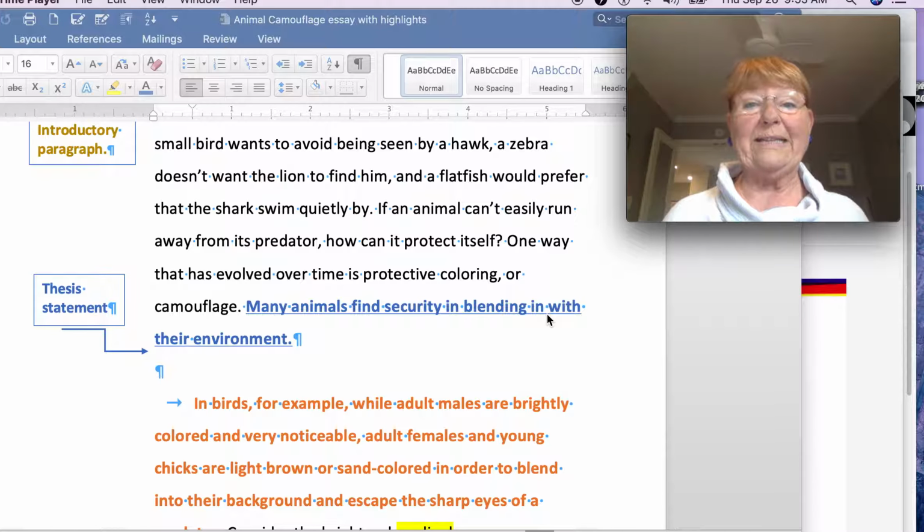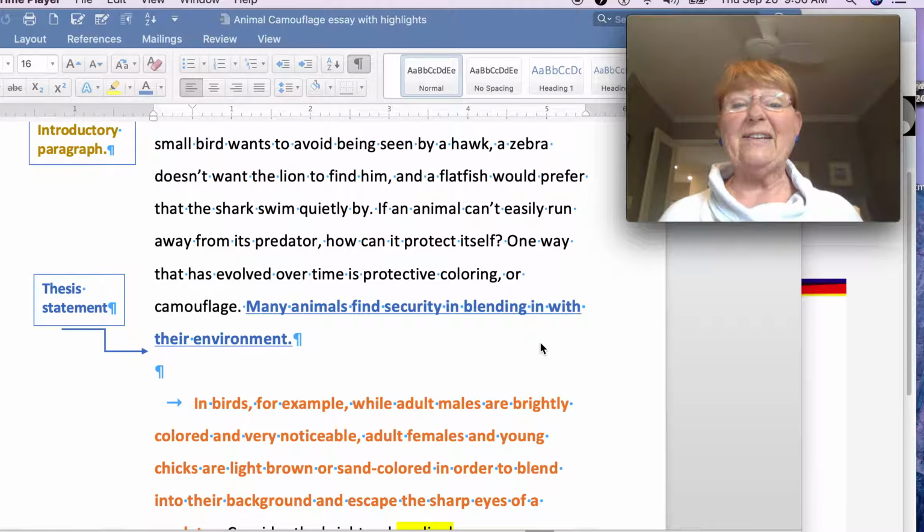Now you're going to write body paragraphs to support that thesis statement. You're going to be writing examples, maybe a few little anecdotes. Remember that? Anecdotes, stories. Or facts, data, statistics. Later on, when you're more advanced, you can use quotes from famous people or not so famous people, and a whole lot of other things to support your thesis statement. And the thesis statement is, animals find security in blending in with their environment.